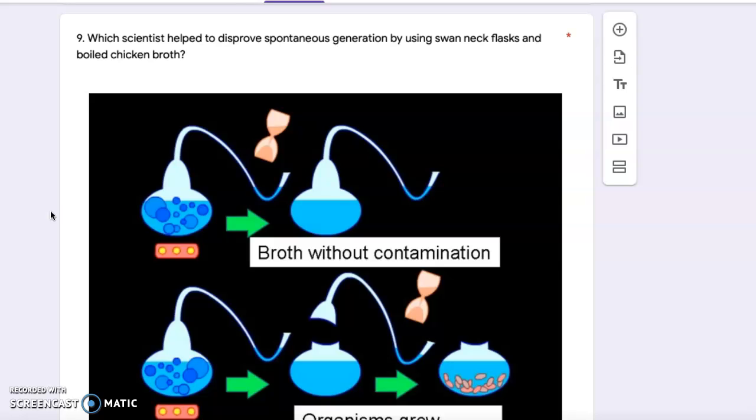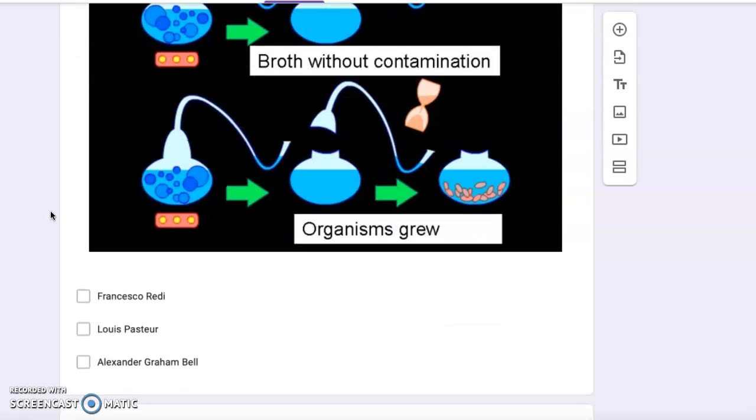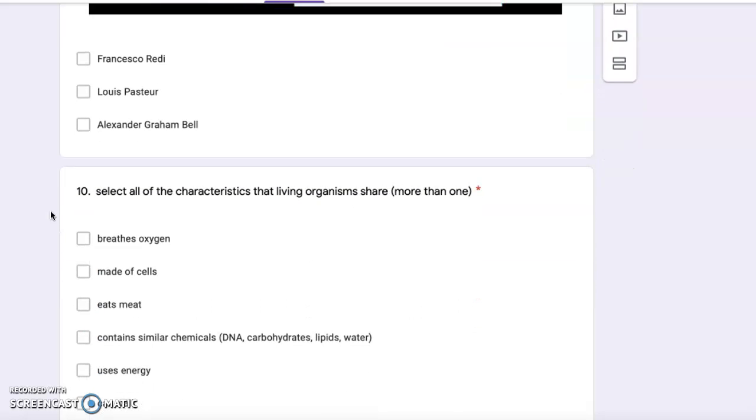Number 9. Which scientist helped to disprove spontaneous generation by using swan neck flasks and boiled chicken broth? Francesco Redi, Louis Pasteur, or Alexander Graham Bell?